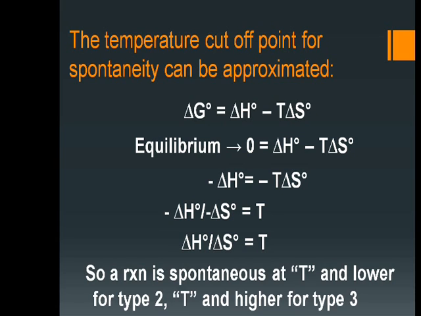Well, for type 2 reactions, since they're at lower temperatures, it means the reaction is spontaneous at T, whatever temperature that happens to be, and lower. So let's say you solve for T and it was 10 degrees Kelvin. It means the reaction is going to be spontaneous at 10 degrees Kelvin, 9 degrees Kelvin, and so forth, 8, 7, 6, 5.